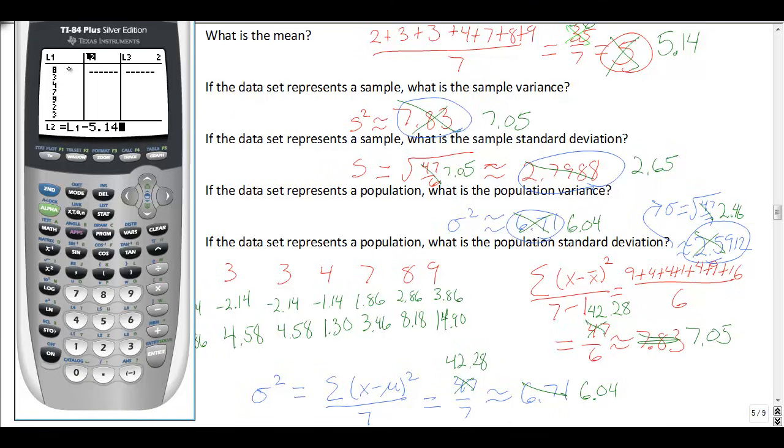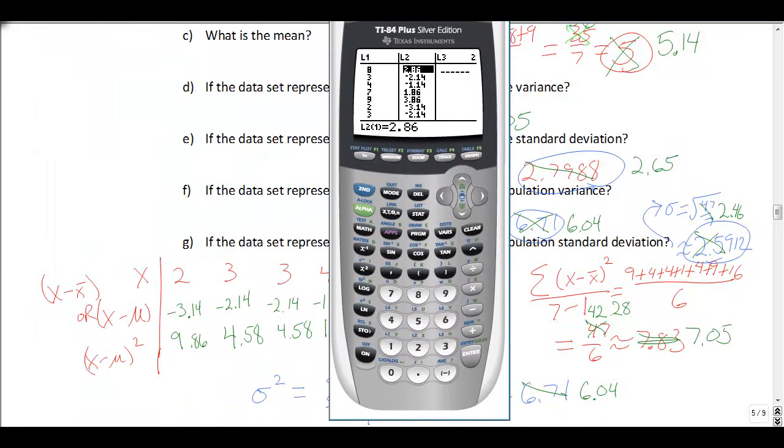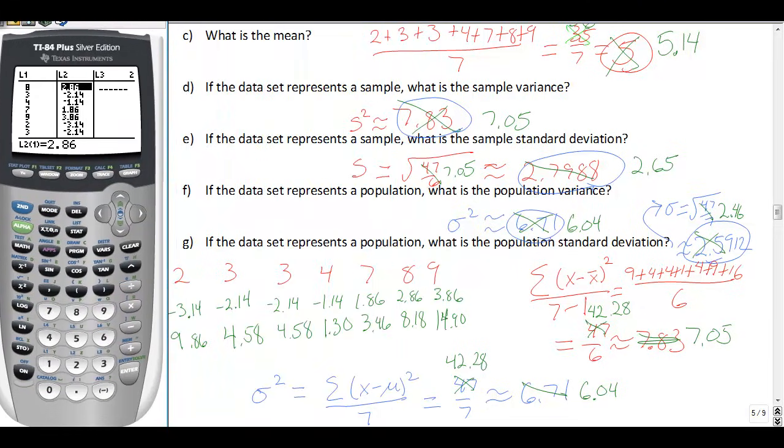And then what that's going to do is take 8 minus 5.14, 2.86. 3 minus 1.14, or sorry, 5.14, negative 2.14. Now we've got these in a little bit different order. Where we get the 2.86, we get a negative 2.14, we get a negative 1.14, 1.86, 3.86, and then a negative 3.14 and a negative 2.14. So those all look good.